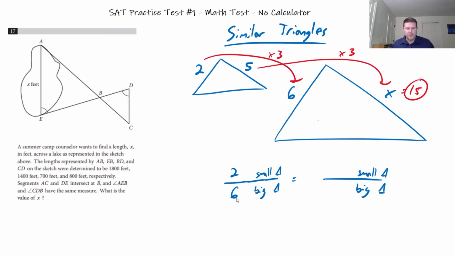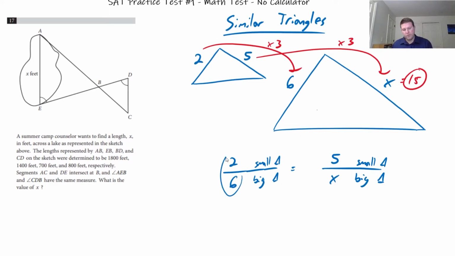And then we would set that equal to the other set of corresponding sides, small, 5 to x, big. Now, at this point, you really, really want to make sure that you reduce if you can, okay? So 2/6 just reduces to 1/3, and then the 5 over x is just going to stay the same, right? Remember, whenever you have 2 fractions that are set equal, you will always, always, always cross multiply and set the results equal. That's huge on this test, okay?